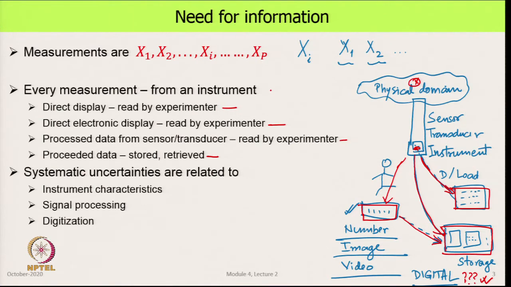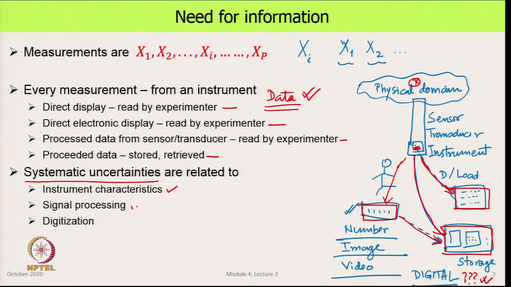So, that is how we got our data, and that was the starting point of all our uncertainty analysis. But in addition to seeing these data, inherent to each one of these processes and the hardware and software that is there, they give rise to a series of systematic uncertainties. These are related to the instrument characteristics, we will see that in a minute.